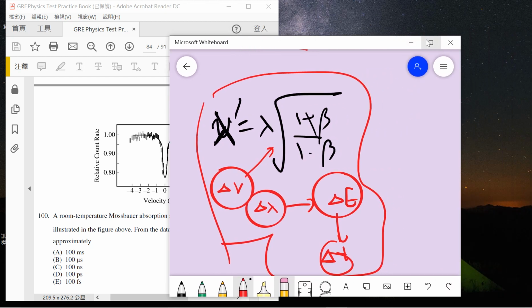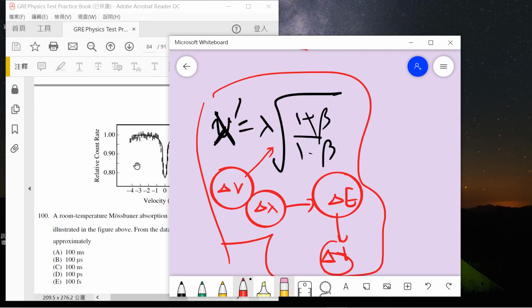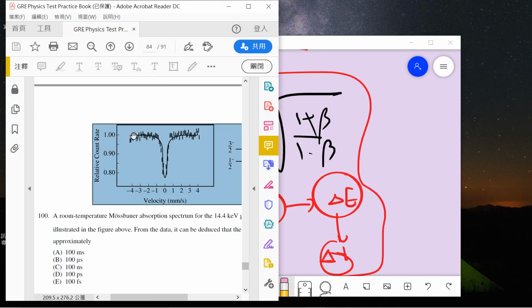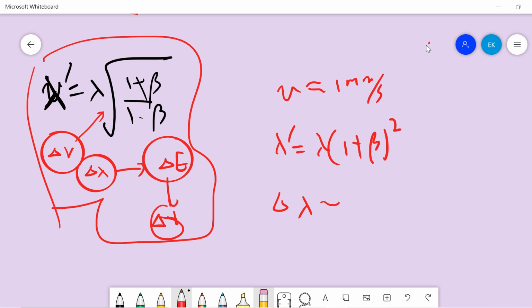Okay, let me start. Basically, you need to see delta v. It should be probably 1 millimeter per second. So I can assume that v is very small, because it's too small. So lambda prime is close to lambda times 1 plus beta square. So delta lambda is just close to 2 lambda delta beta.